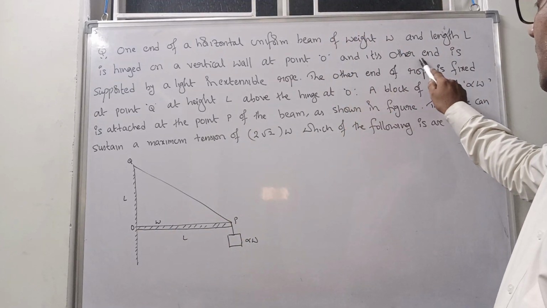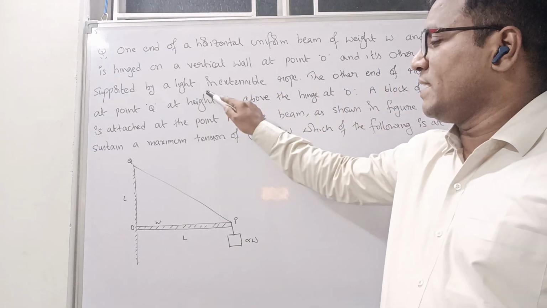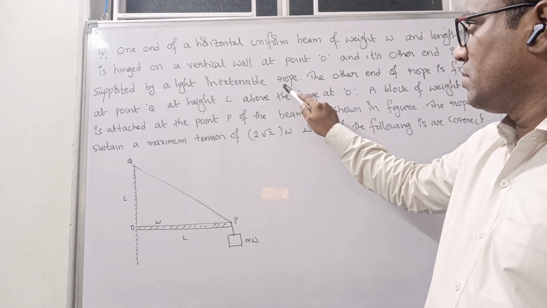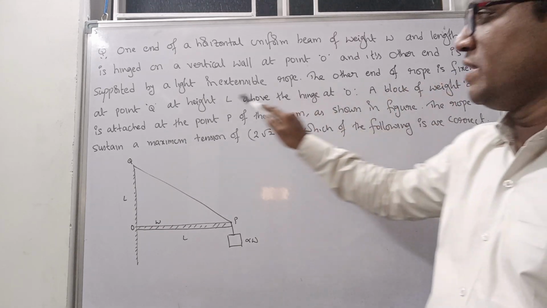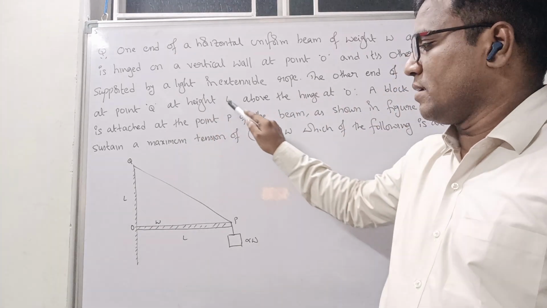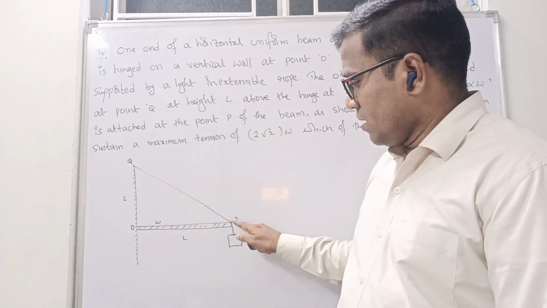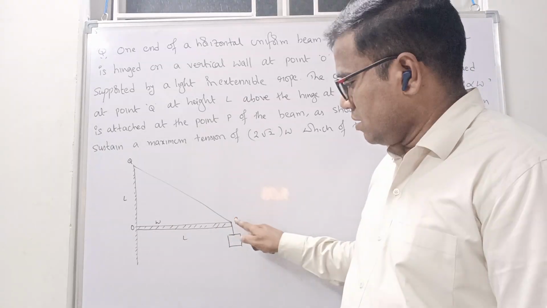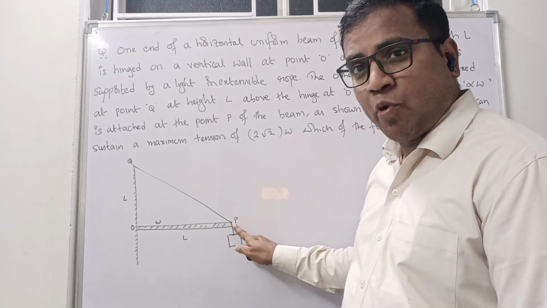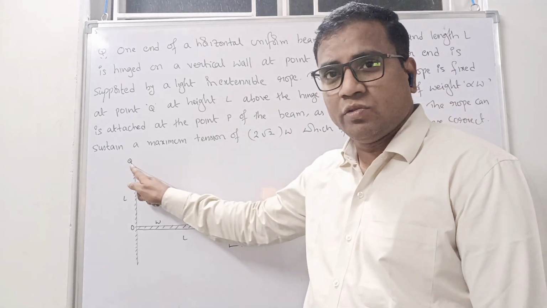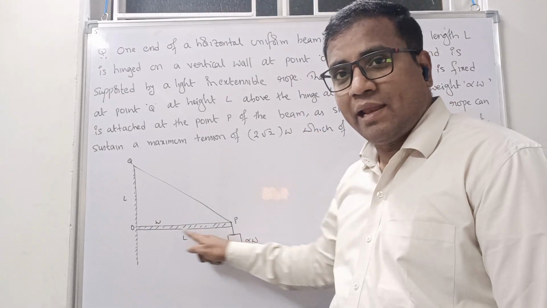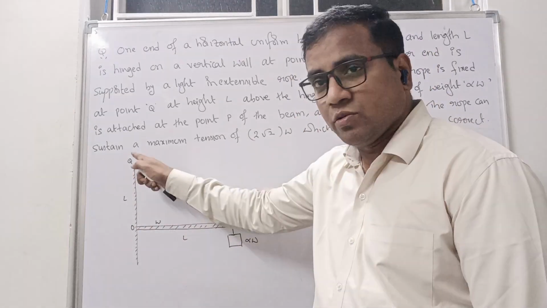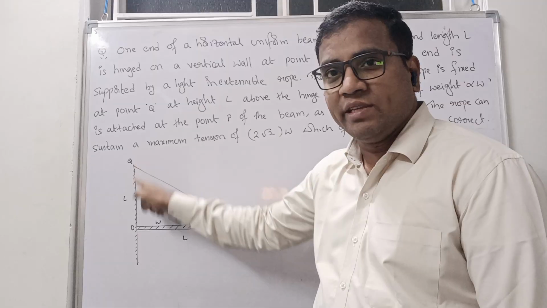And its other end is supported by a light inextensible rope, and the end of the rope is fixed at point Q at a height L. So the other end, if you see, the inextensible rope is there. One end is connected to the point P and the other end is connected to the point Q. The length of the rod is L, and the distance between O and Q is also L.